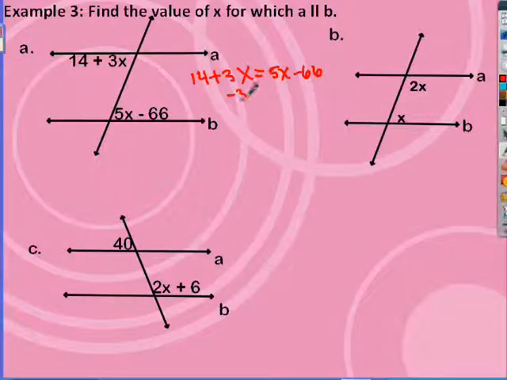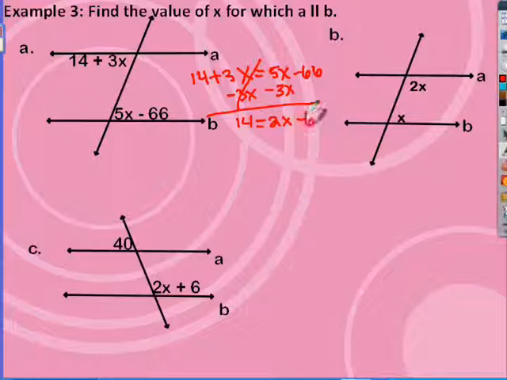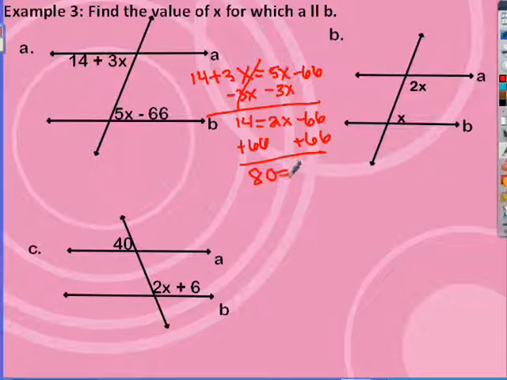So we're going to subtract 3x from both sides. So I get 14 equals 2x minus 66. Add 66, so I get 80 equals 2x. Divide by 2, so x would equal 40.